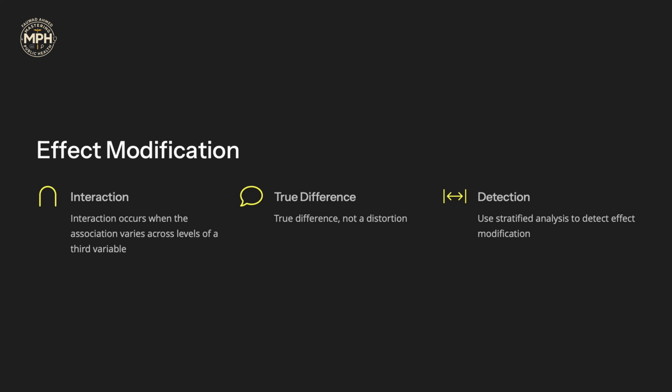Effect modification, also called interaction, occurs when the relationship between exposure and outcome differs by levels of a third variable. Unlike confounding, effect modification is a real difference, not a distortion. Stratified analysis helps us identify whether we are seeing confounding or effect modification.